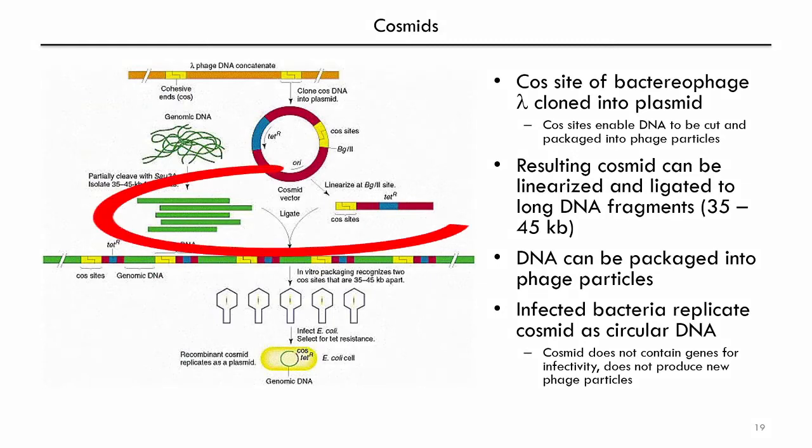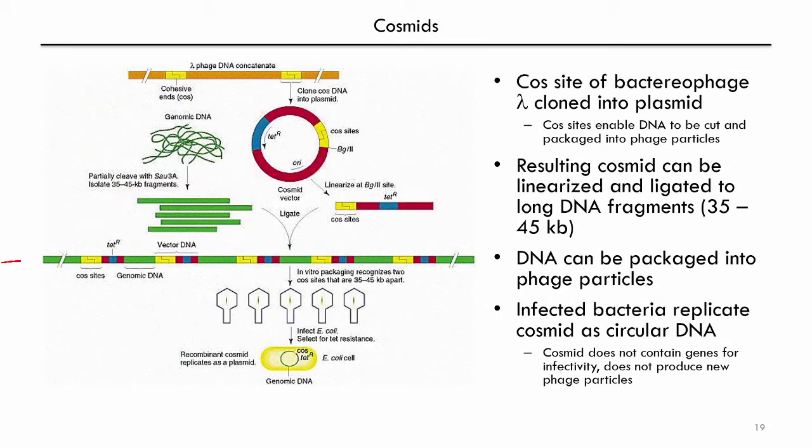If you ligate this mixture together, you get long pieces of DNA with cos sites randomly interspersed between stretches of genomic DNA that you want to clone. You can then add phage components. The phage proteins will recognize the cos sites and chop up the DNA into pieces. If the pieces are the appropriate size, they will be packaged into phage particles.